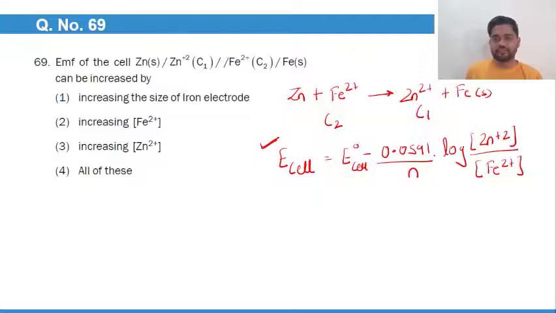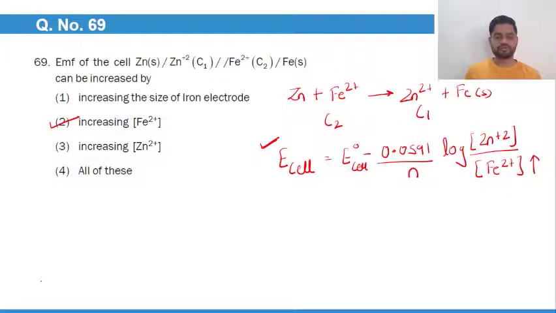And if you want the difference to be maximum, that means this value should be as low as possible. To make this value low, we have to increase the concentration of Fe2+. If I increase the concentration of Fe2+, this ratio will become smaller and hence the entire value will become small. So can I say that by increasing the concentration of ions, we can increase the EMF of the cell, right? So the best option will be what? Increasing Fe2+. Okay, clear? So this is the right answer.